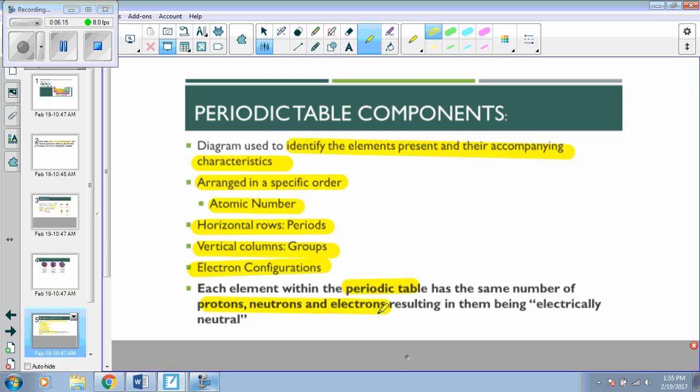So what am I talking about there? Looking at hydrogen, I know that I have 1 proton, 1 neutron, and 1 electron. In neon, I know that I have 10 of each subatomic particle. That allows them to be considered electrically neutral. So every element on the periodic table is considered to be electrically neutral because I have the same number of positives as I do negatives. And recall, we get that from the atomic number.